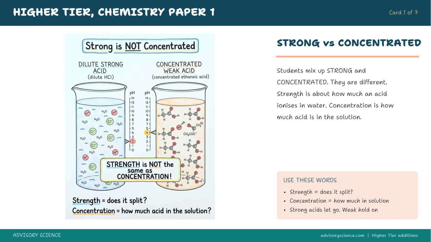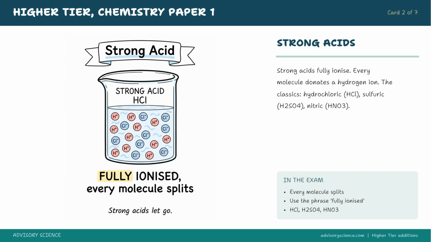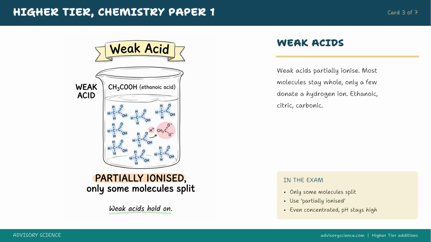Strength is about how much an acid ionizes in water, whereas concentration is how much acid you started with. A strong acid, hydrochloric, sulfuric, nitric, fully ionizes. Every molecule donates a hydrogen ion. A weak acid, such as ethanoic, citric, and carbonic, only partially ionizes.